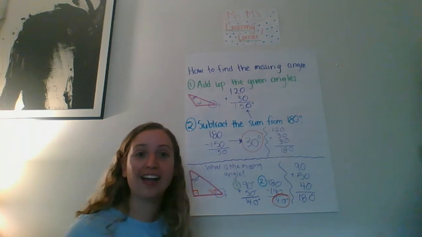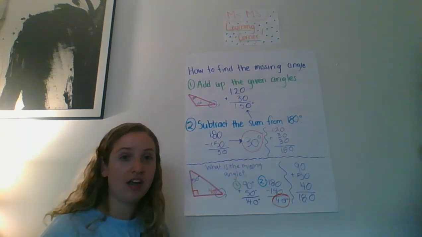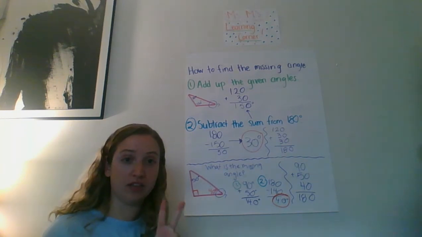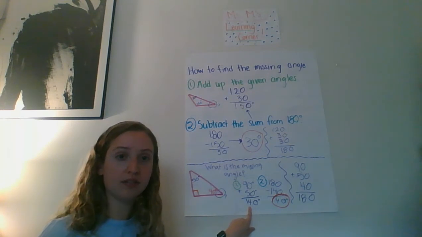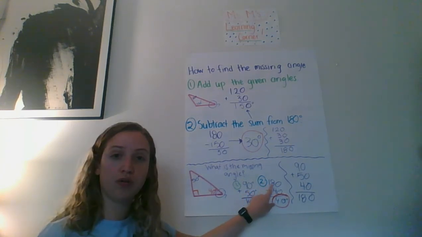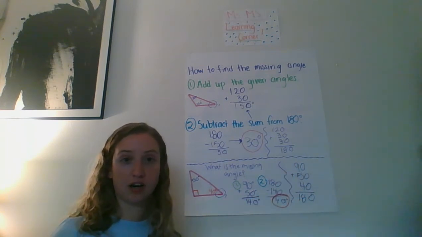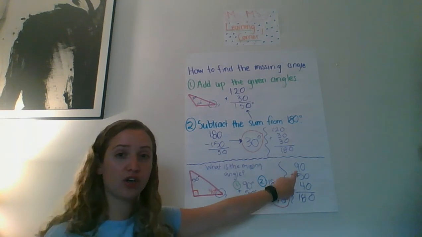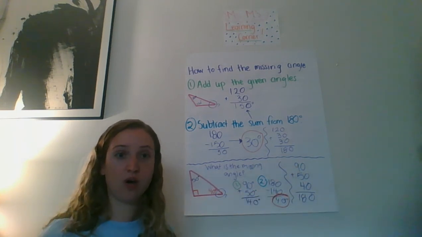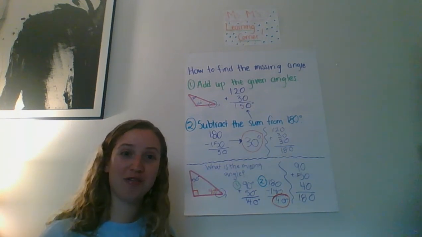What I would highly recommend that you do when you are finding the missing angle is show your work in these 2 steps. Label step number 1, add, and label step number 2, subtract. And then over on the side, check your answer. I would do these first 2 steps and add this third one on checking your answer while you're working on these problems. If you have any questions, let us know, and we'll see you soon.